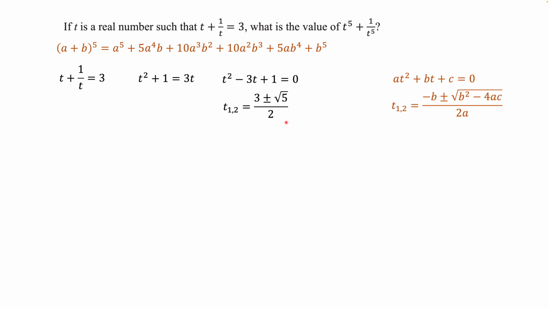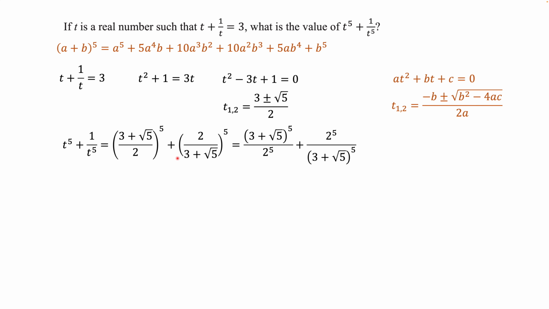So now what we really need to do is try them both, plug them in this formula, and see what we're going to get. So let's start with the plus sign. This is what we're going to see, right? This is our t, this is 1 over t, both of them in power of 5. Now we can separate the numerator from the denominator, like this.